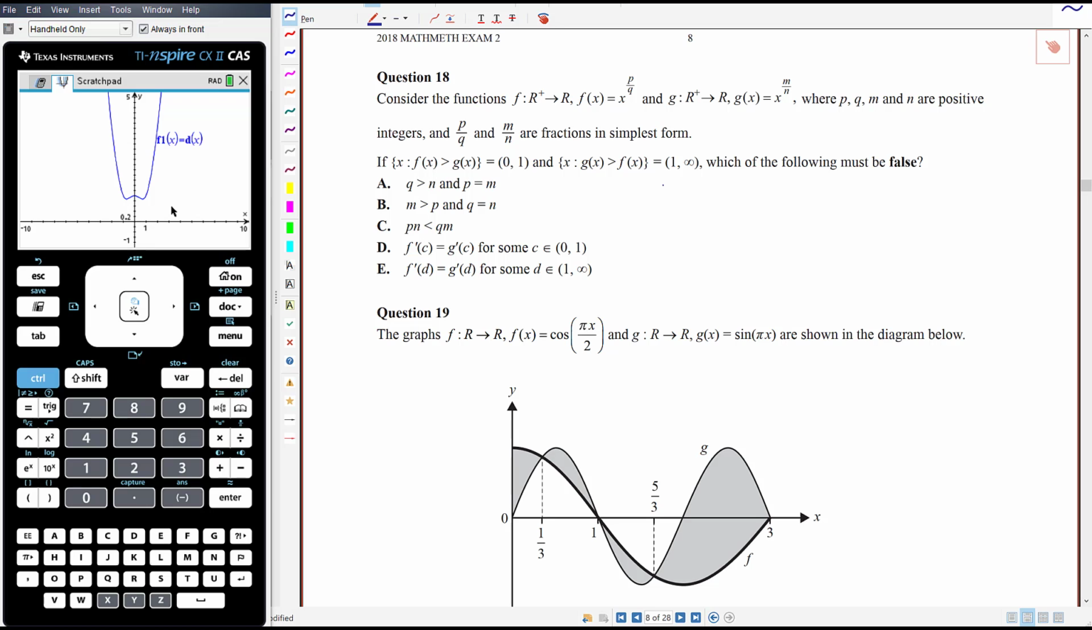Essentially what we need to be happening here is whatever they look like between 0 and 1, f is bigger than g between 0 and 1. They've both only got a domain of the positive real numbers, so they don't exist at 0. Whatever is happening, they're obviously intersecting at 1.